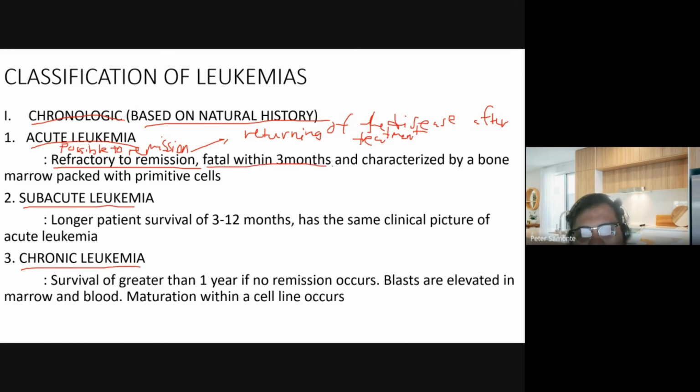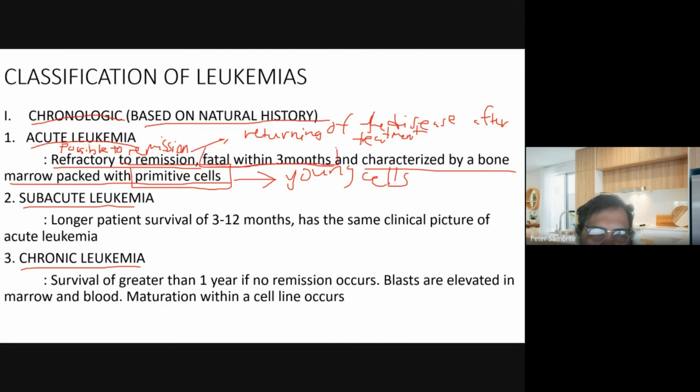Acute leukemia class is fatal within 3 months and is characterized by a bone marrow packed with primitive cells. Itong mga primitive cells nyo class, this would refer to your young cells. Kaya yung mga bata na may acute leukemia class, kids with acute leukemia would often die, very fatal within 3 months. Then we have your subacute leukemia. Longer patient survival of 3 to 12 months has the same clinical picture as your acute leukemia. Then we also have your chronic leukemia, which is survival of greater than 1 year if no remission occurs.